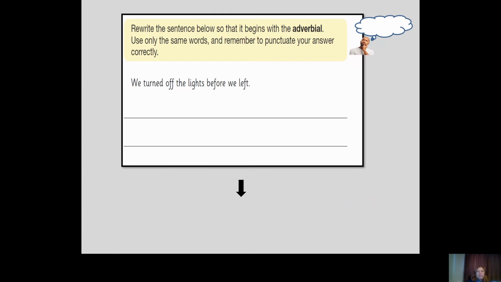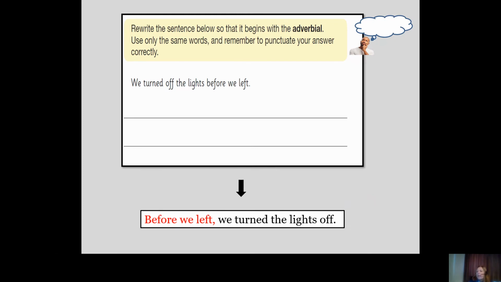So at the moment it's we turned off the lights before we left. So we want to rewrite it so it begins with the adverbial that gives us more information about the action. So what was the action? What do you think? Just to turn off the lights, yeah. And what's the extra information about that? About the verb there? It's before we left, wasn't it? It gives us more. They did it before they left. So we're going to put that first. Before we left, we turned off the lights. Okay.